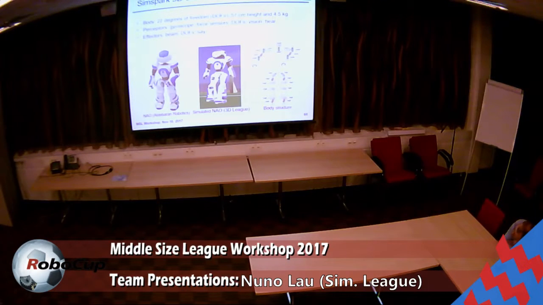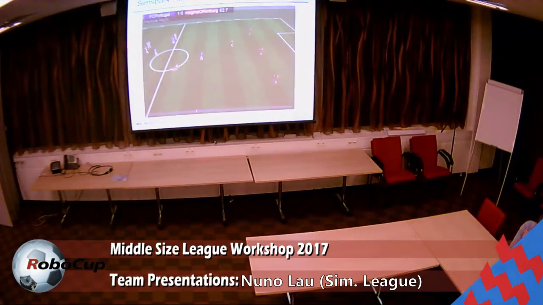For the current version of the 3D simulation, what we are using is a 3D simulated agent that is very similar to the Nao robot, and that includes 22 degrees of freedom. It is about 57 centimeters in height and 4.5 kilograms. It includes a gyroscope, force sensors, and you can control every joint, of course. And you can see here a little of how a game works.